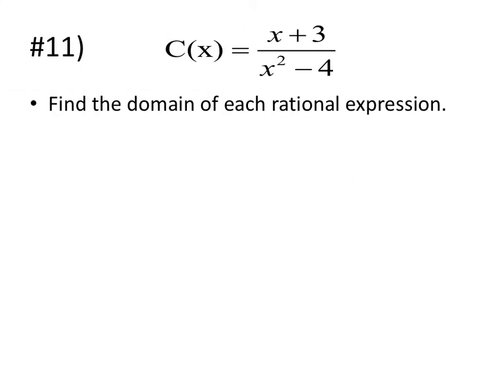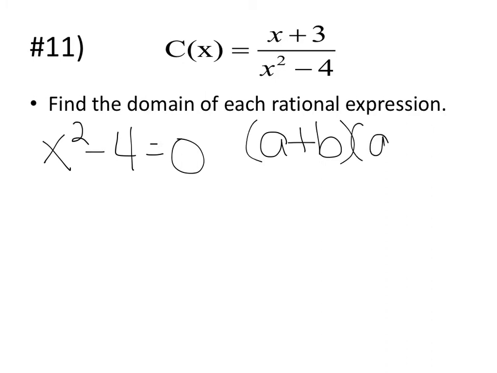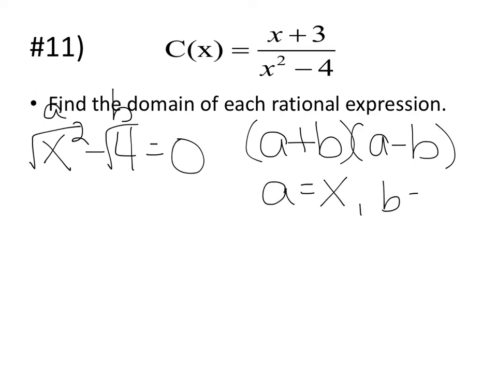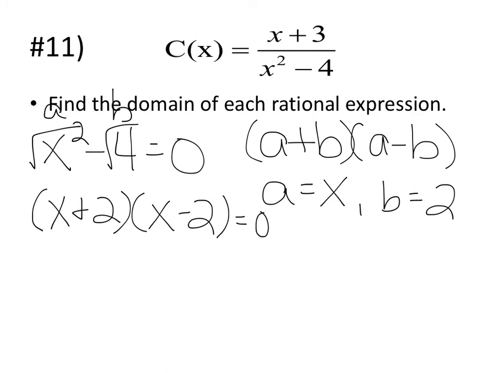Alright, and our last domain problem has x squared minus 4, which hopefully you immediately recognize as difference of squares. Set it equal to 0. Difference of squares, remember, is a plus b times a minus b. You just got to figure out what a and b are. A is going to come from here, b is going to come from here. You just have to take the square roots of them. So a is x and b is 2. So when you factor it, you get x plus 2, x minus 2, and this is equal to 0.